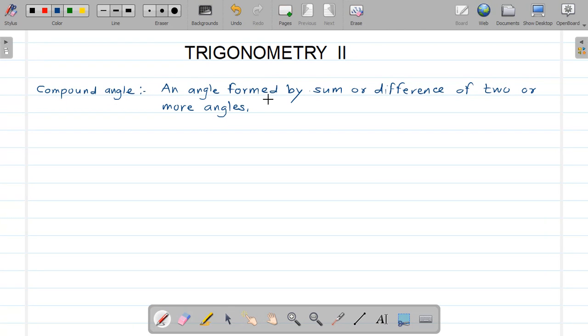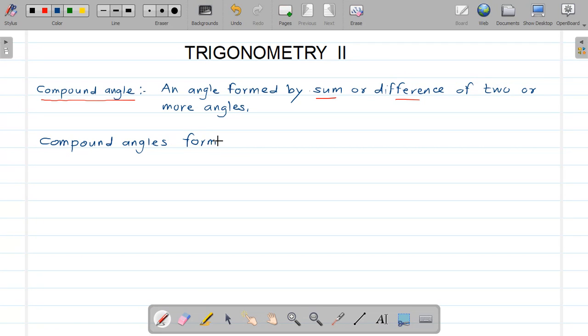An angle formed by the sum or difference of two or more angles is called a compound angle. Now related to this, in this lecture we are going to study the compound angles formulae. So let us see the concept, that is compound angles formulae. Very important concept.